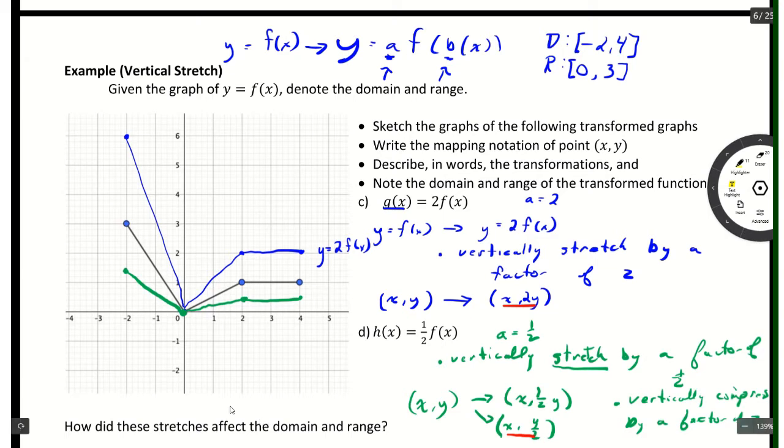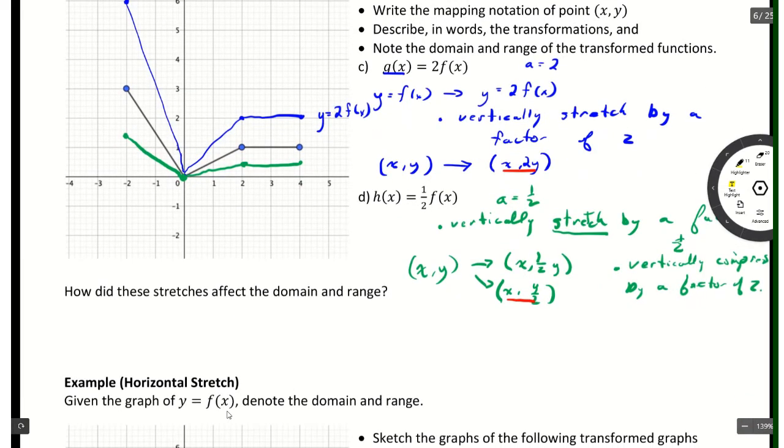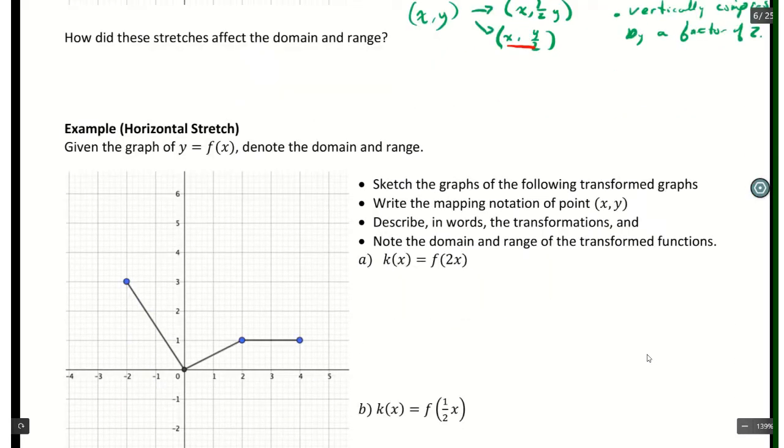All right, how did these stretches affect the domain and range? Well, from the mapping notation, since domain is a description of what are the possible x values, what we see is that the x values really remained unchanged. So the domain is unchanged when a is 2 and 1/2. However, the y values in both instances were changed, right? So this doesn't affect the domain, definitely affects the range. Okay, now let's go on to the next one.